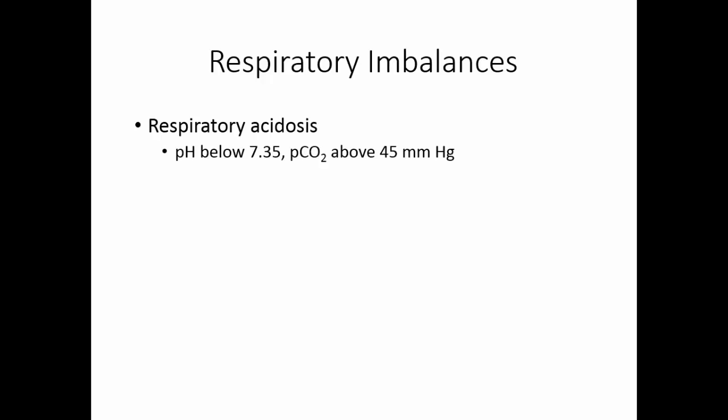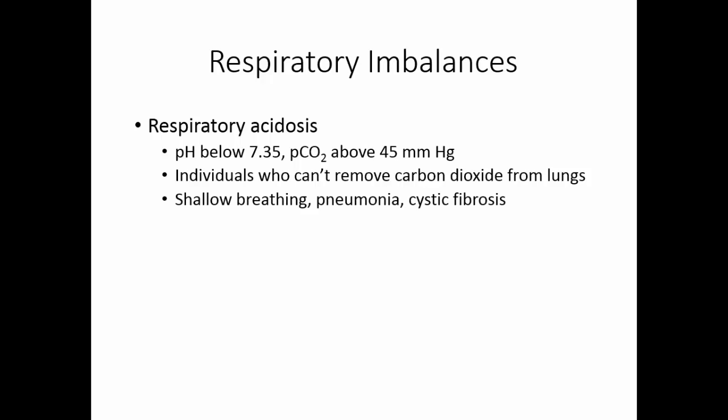Certain respiratory conditions can alter blood pH. In respiratory acidosis, we have a blood pH below 7.35, that's acidosis, and a PCO2 level that's above 45 millimeters of mercury. We see this in individuals who can't remove carbon dioxide from their lungs. These individuals are experiencing shallow breathing. They may have pneumonia or cystic fibrosis where less of their lung tissue is available for exchange of carbon dioxide and oxygen.